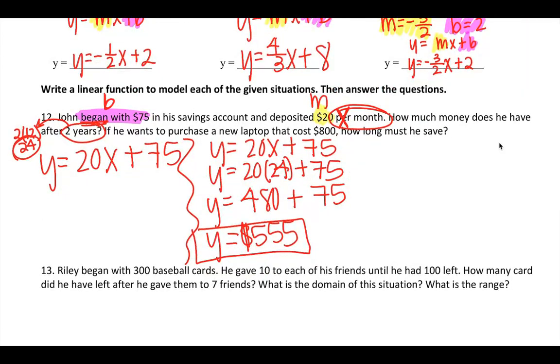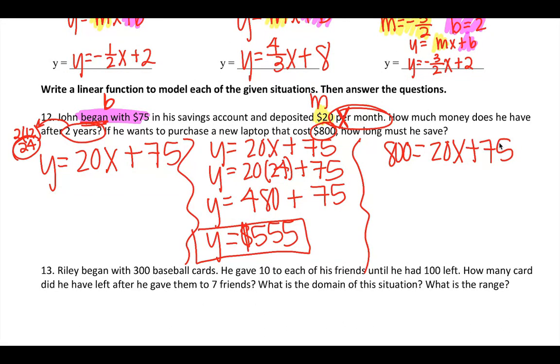If we look at the next one, it's asking if he wants to purchase a new laptop that costs $800, how long must he save? So this time we're looking at the money. So we want to know the amount he should save. So instead of plugging in for the amount of time, I need to plug in for the money. So I'm plugging in for y. So I should have 800 equals 20x plus 75.